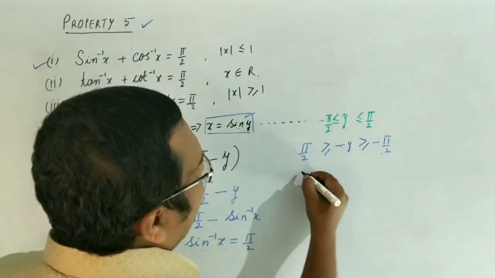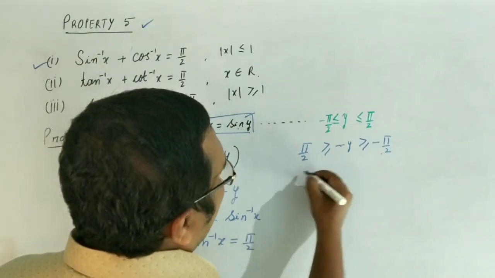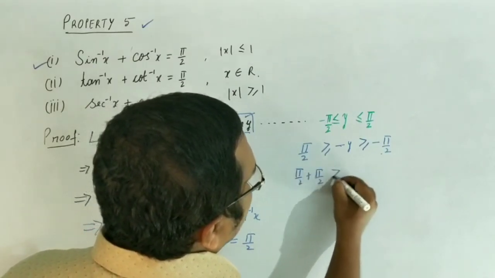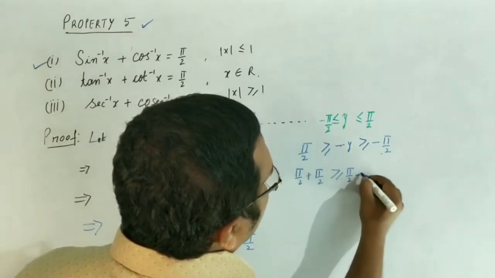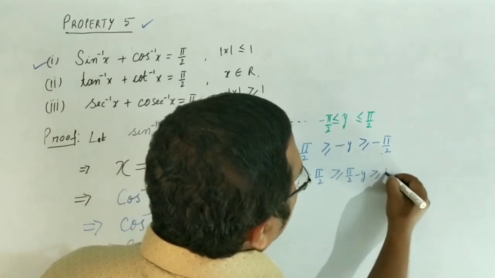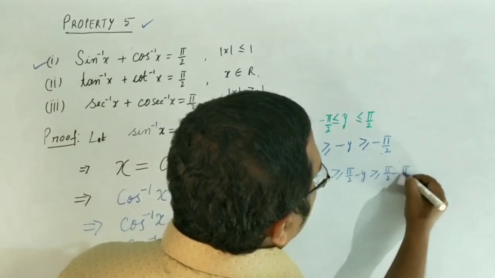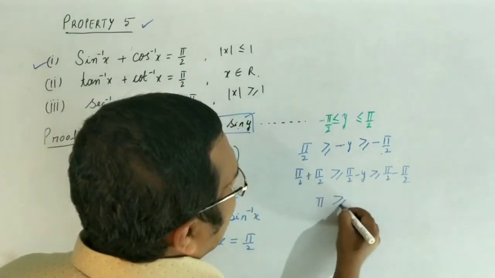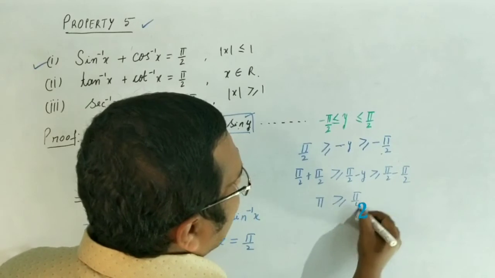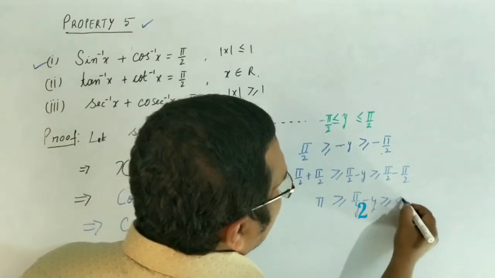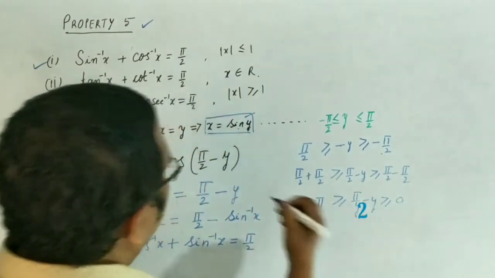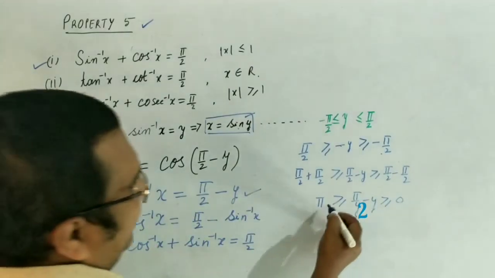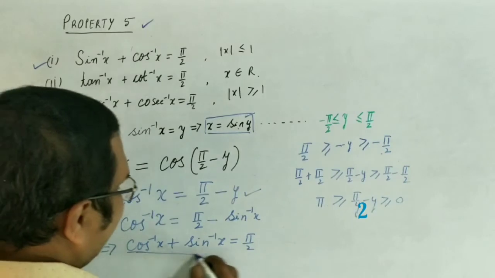Now if I add pi by 2, and then I get, and this is the principal value of this. Therefore, this is the proof.